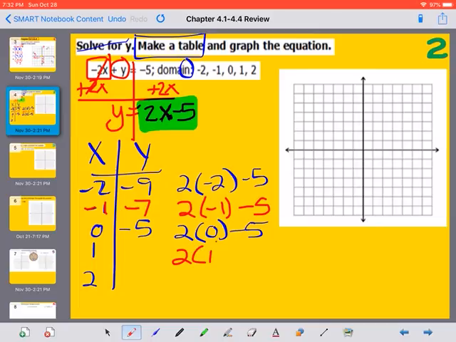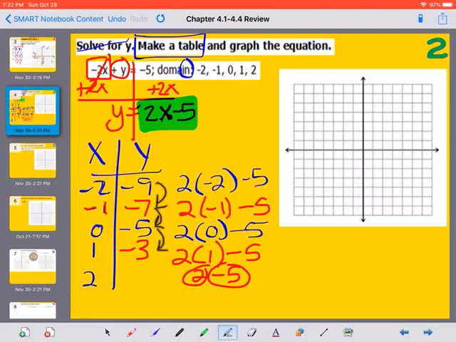Then plugging in a 1, 2 times 1. 2 times 1 is 2. 2 minus 5, there are more negatives than positives, so it's a -3. Some of you may have seen our pattern here from one number to the next already. We are going up by 2 towards the positives, so if I went up 2 more, I would have a -1. If we double check that, we would have 2 times 2 minus 5. Well, 2 times 2 is 4, and 4 minus 5 is -1. So these are our ordered pairs that we need to plot.